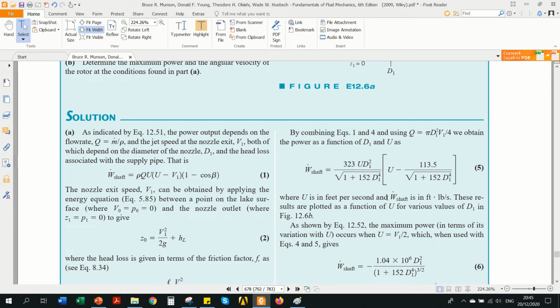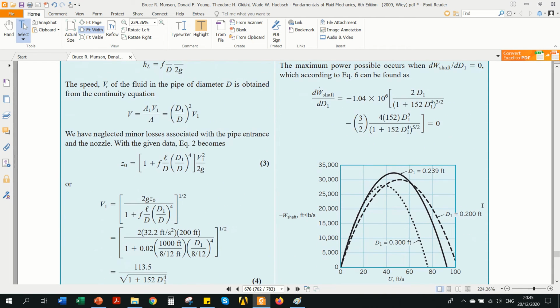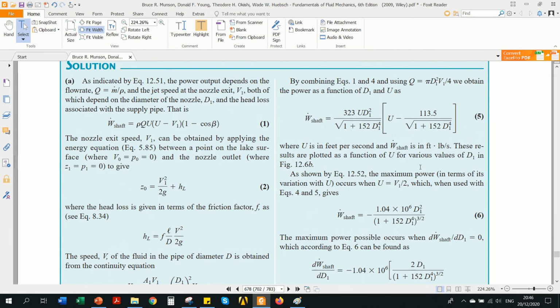So U is in feet per second and the shaft power is in foot-pound per second. These are the results plotted as a function of U for various values of D in figure 12.6b. For different values of U and different values of D, the shaft power is plotted. So you can see these different lines for diameters 0.100 feet, 0.200 feet, and 0.300 feet. This is the plot that is made from equation 5 that is involved in this example.